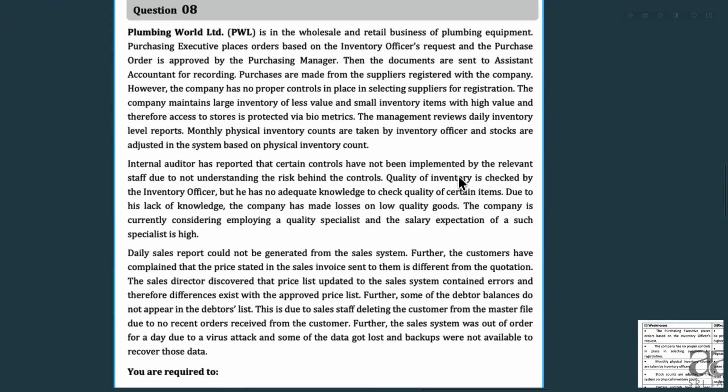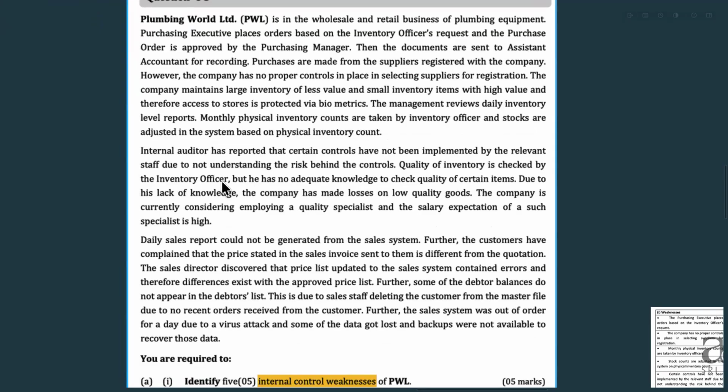And let's read. Quality of inventory is checked by the inventory officer, but he has no adequate knowledge to check the quality of certain items. This is the same scenario as before. The quality control check should be done by people who are qualified to check the quality, not by someone who has no adequate knowledge, right? So that's a weakness, a deficiency. What's the recommendation? We have to provide staff training as well as appoint people who have the knowledge, right? As well as there should be procedures on how to do that. Same as the previous answer.